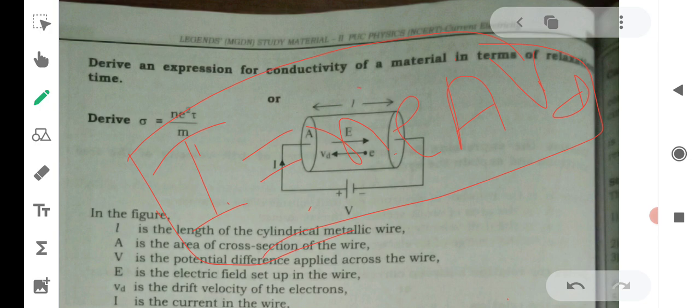Here, what is n? Small n is the number of free electrons per unit volume of the conductor. e means the charge on the electron, A means the area of cross section, and Vd means the drift velocity. This is the relation between current and drift velocity.